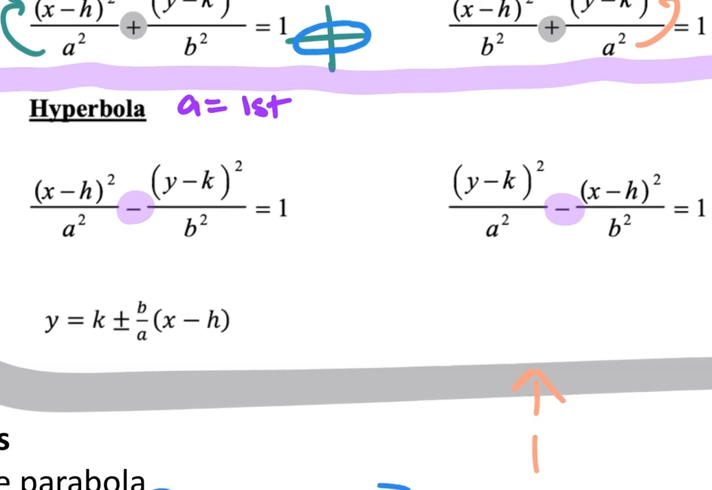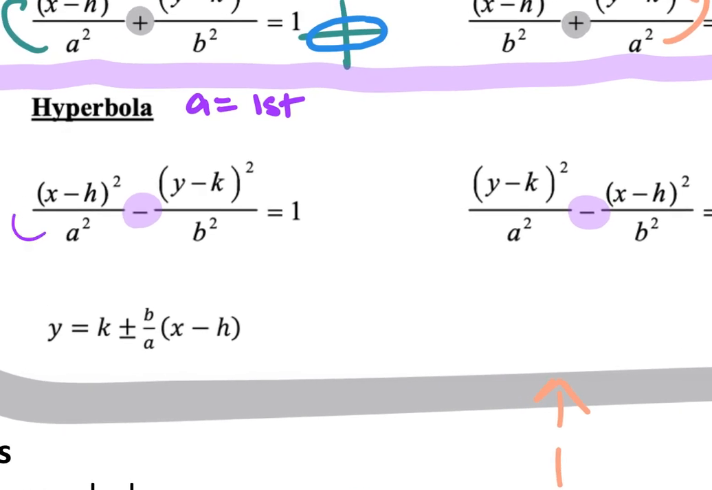If the A is under the X, which means the X would be first, then this is horizontal. My branches point outward. And then remember you have your asymptotes here. If it's horizontal, my asymptote equations are y equals k plus or minus b over a times x minus h.